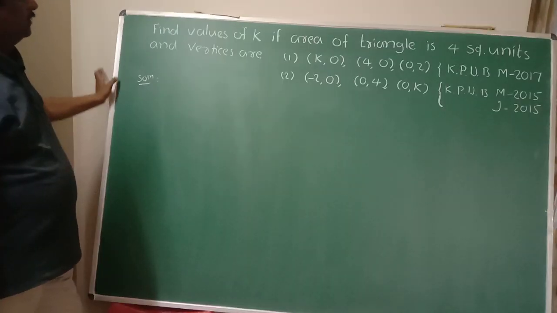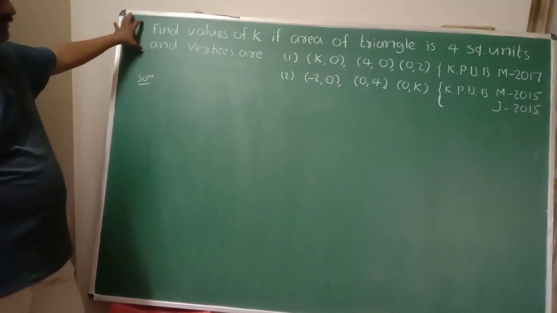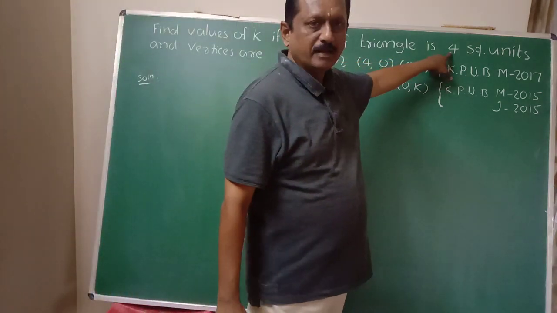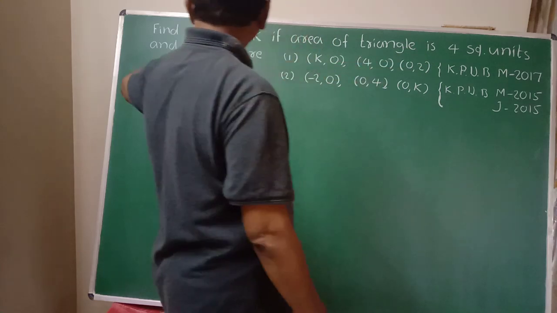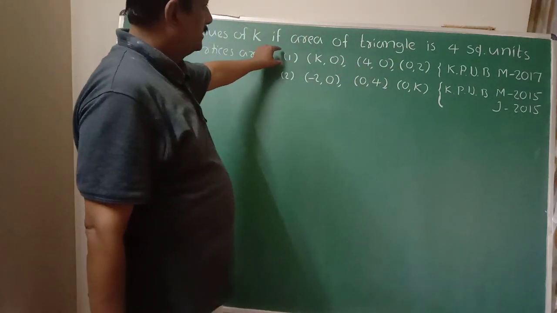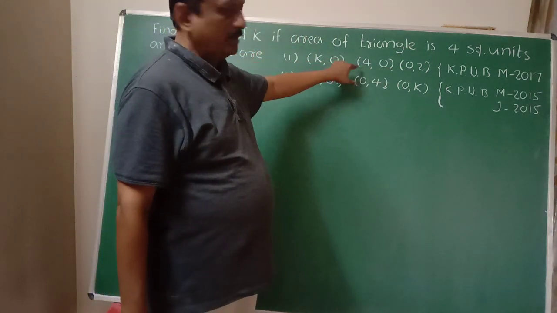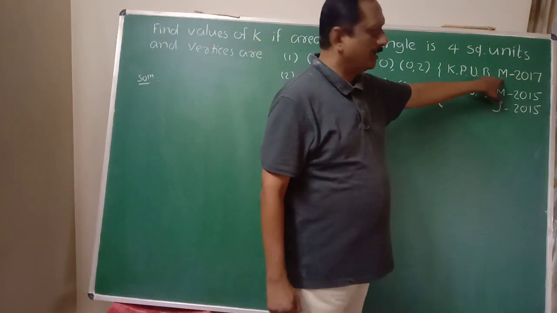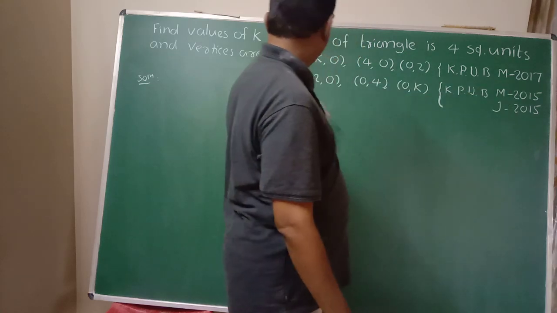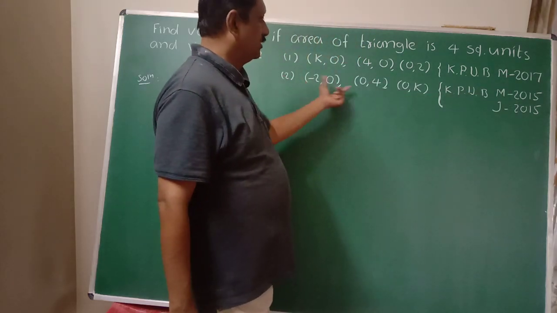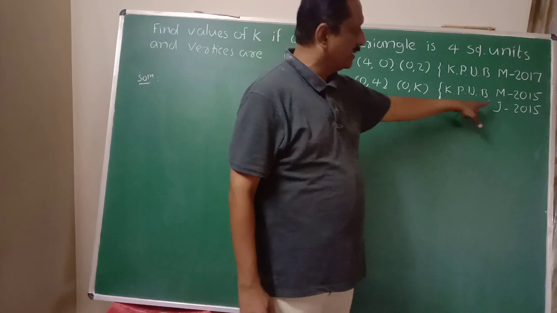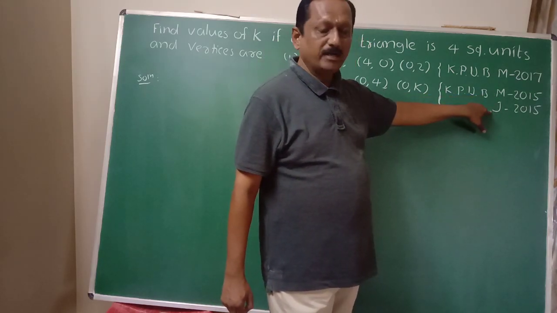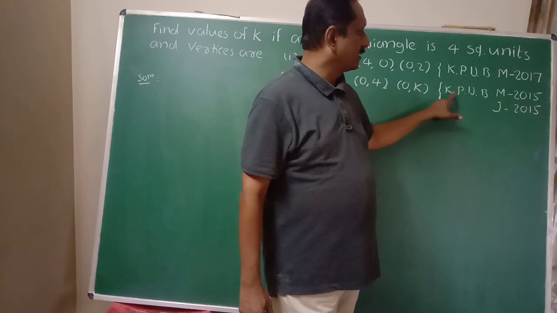Okay. Find the values of k if the area of the triangle is 4 square units, as given here, and the vertices are: first example (k, 0), (4, 0), (0, 2), asked in March 2017; and second example (-2, 0), (0, 4), (0, k), asked two times, March 2015 as well as July 2015, Karnataka PU board.